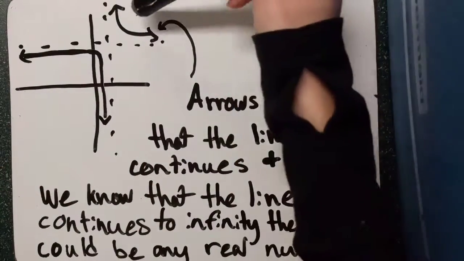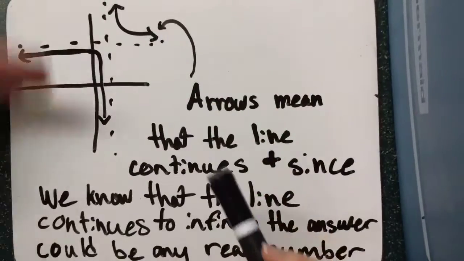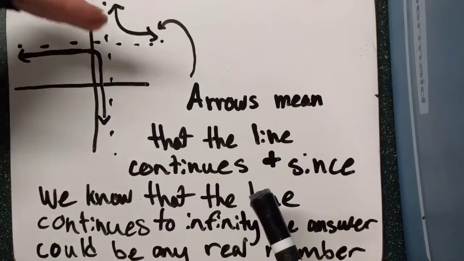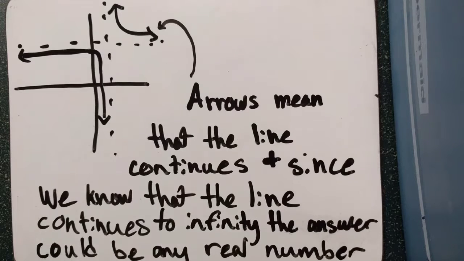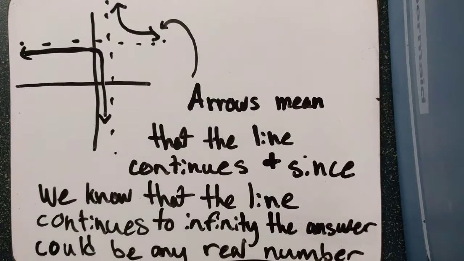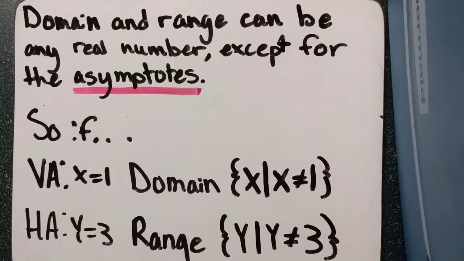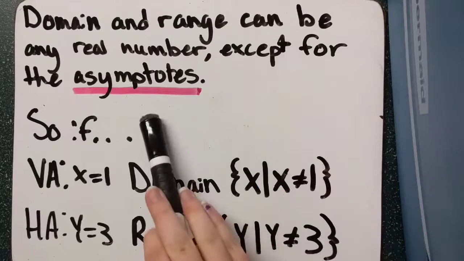So if we go up or down, there's always going to be a y value for the range to satisfy it, except once again for the asymptote, which we'll be talking about next. So really, the answer could be any real number. But then you might be wondering, how do we write the domain and range? Well, that's where the asymptotes come in. Our domain and range can be any real numbers except for the asymptotes.